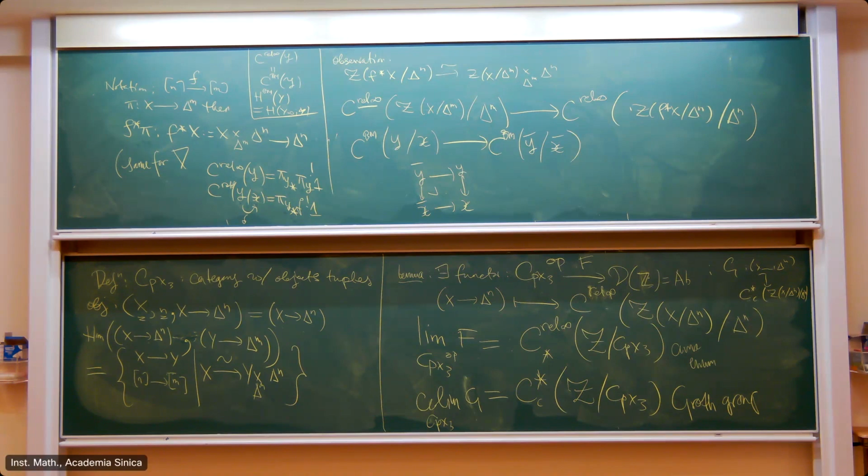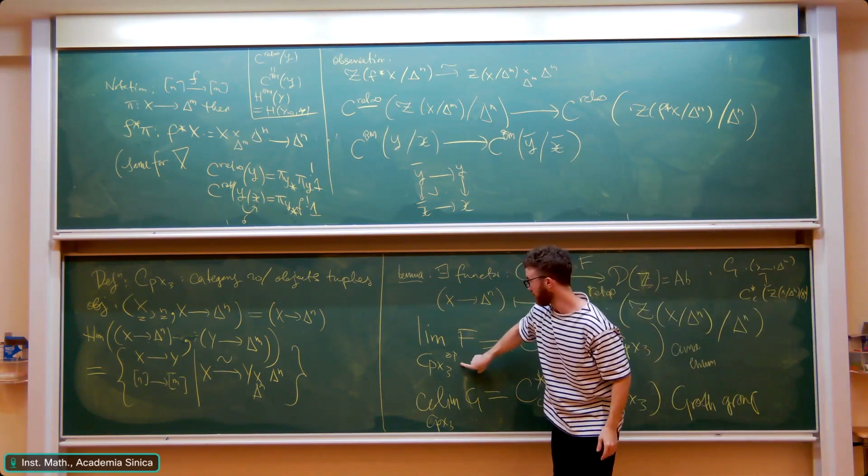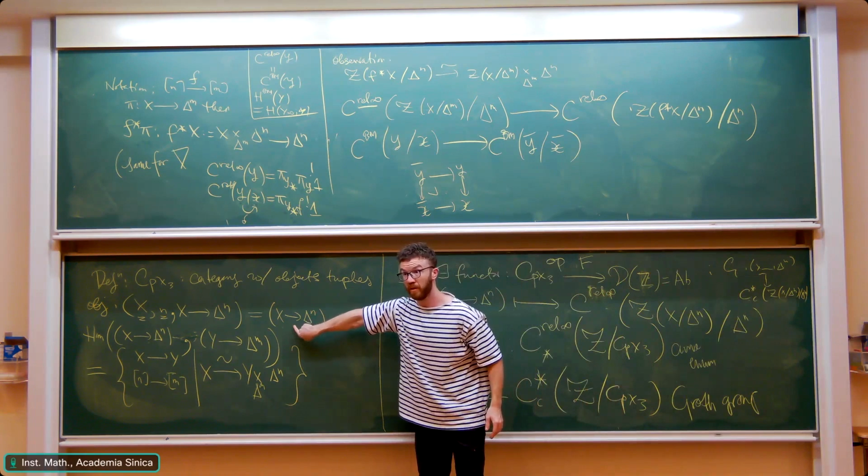This limit will be, let's see, the limit will be with respect to what? So your index set will be some kind of delta n? No, the index set is the category complex three. So the index set is morphisms like this. Oh, okay.